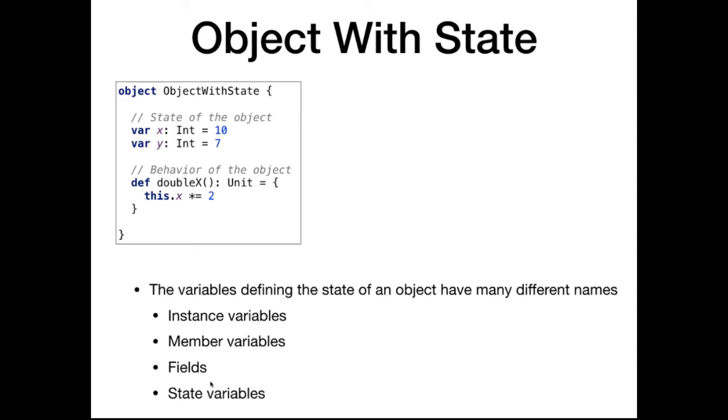If you're reading documentation and they say fields or instance variables, member variables I think are a little less common to be called that, but fields or instance variables, these are the same thing. And there's some other names, some other nomenclature other people like to use. But they all refer to the same thing.